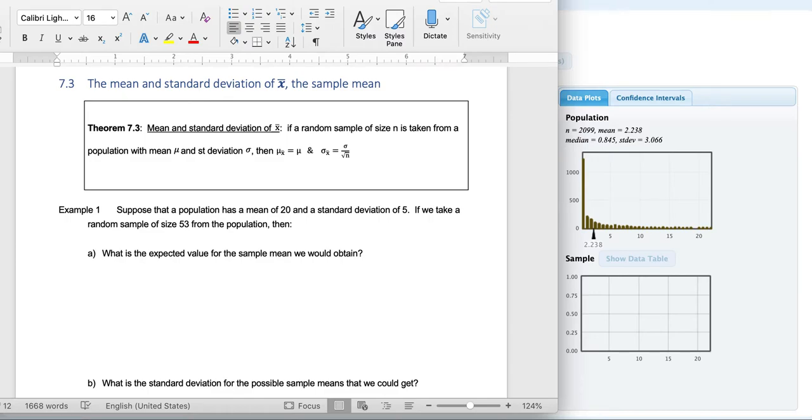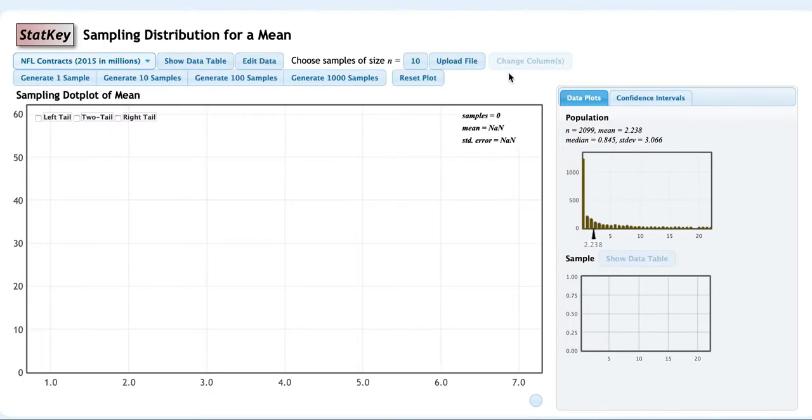Section 7.3, I thought we would just look at a quick simulation to remind us of what these sample means are. So in 7.3, we're looking at the mean and standard deviation of x bar, the sample mean. What we're doing with sample means is taking an original data set. You can see it on the right side. It's NFL contracts in millions of dollars. So this is my population. Notice the data goes from about zero to a little bit over 20 million.